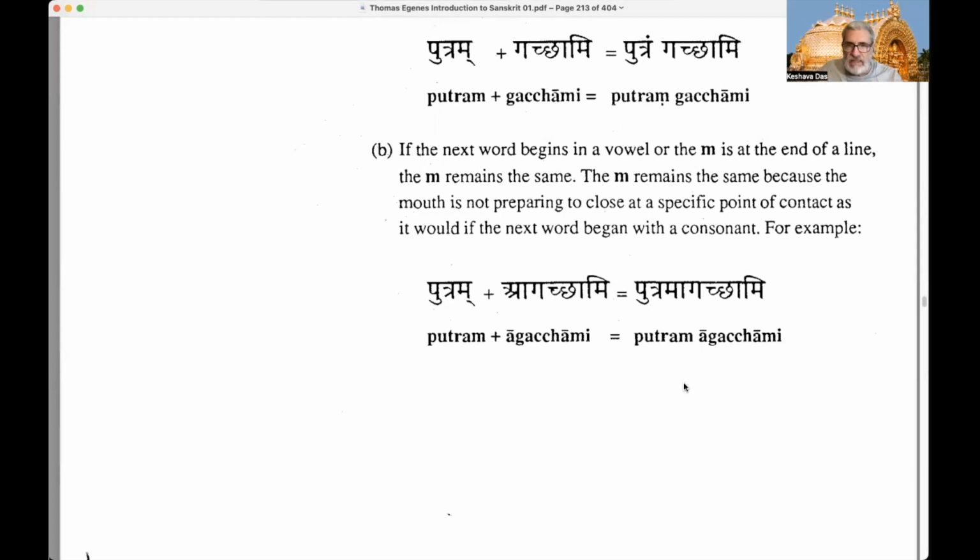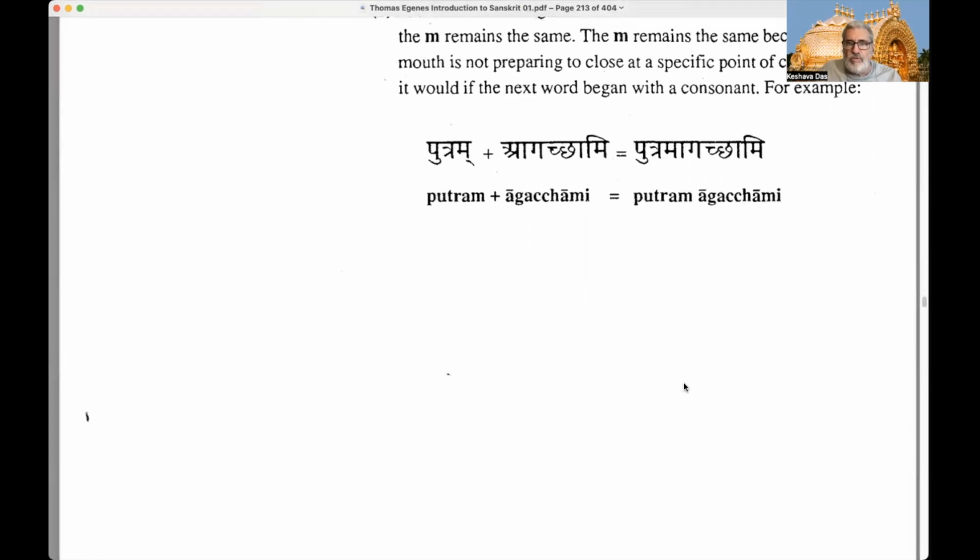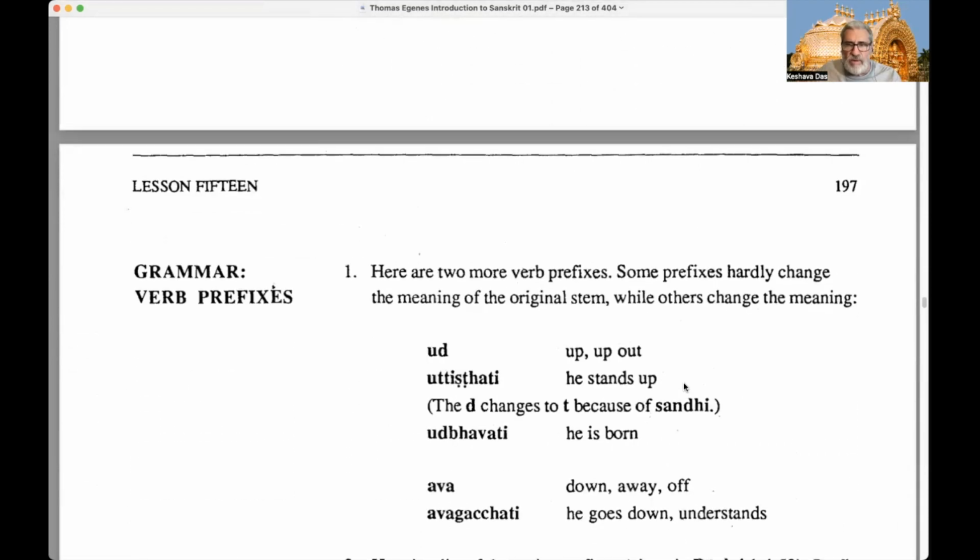For example, here's an example. So we have, again, putram followed by agachami. Agachami starts with A, long A, right? So putram agachami. So we see the two words in the Devanagari at the top separated by a plus sign. And when we do the Sandhi, we put them together, and it just simply looks like one word, but it's actually two words, and it is putram agachami. And the initial form of the A turns into a medial form of the A when we put the two together. Okay. So that's a very, very simple rule.